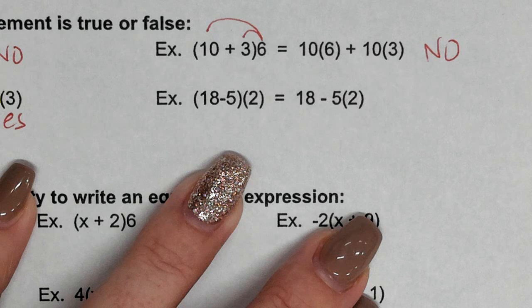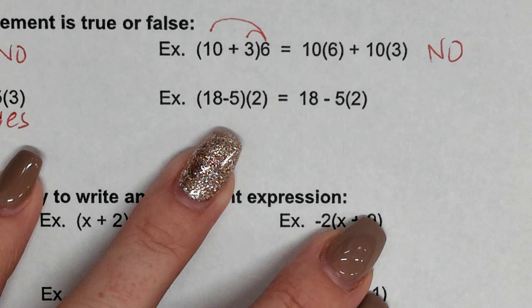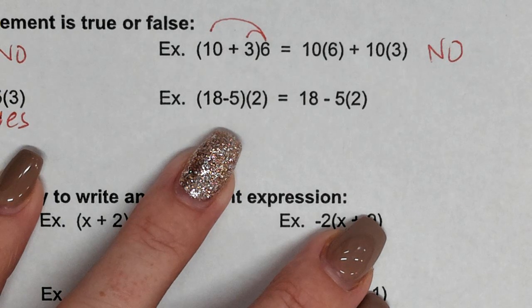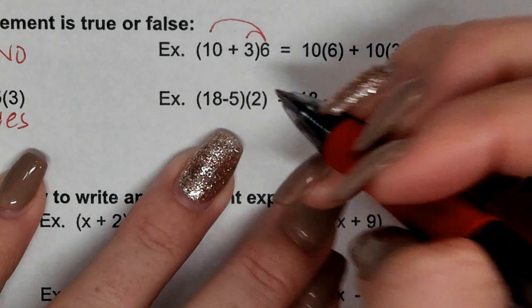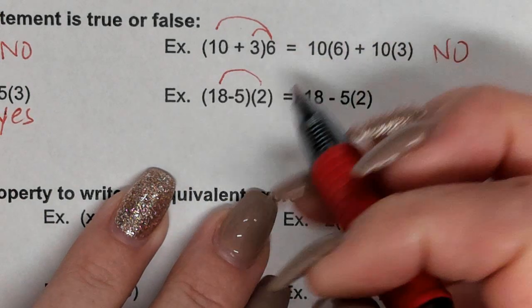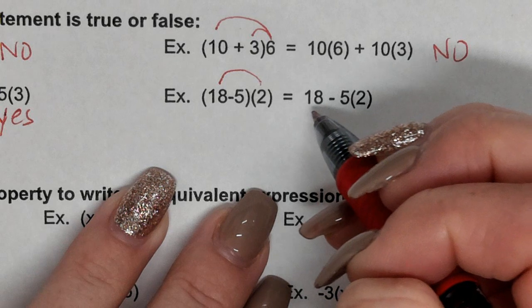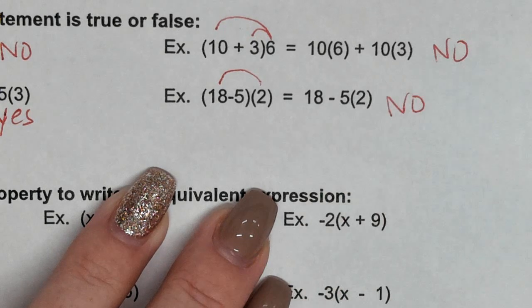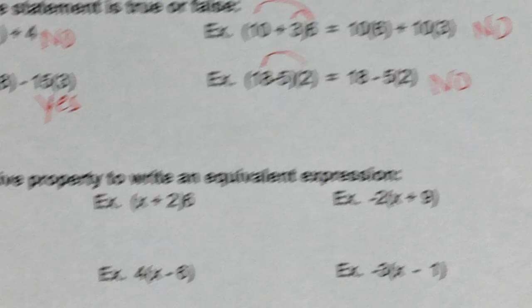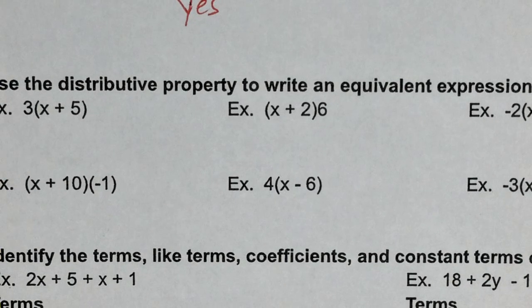How about this next one? You should be able to look at it right away and say what? Yes. No. Why no? Because they did not do 2 times 18. They put 18 by itself, so no. All right, let's go do some examples together.